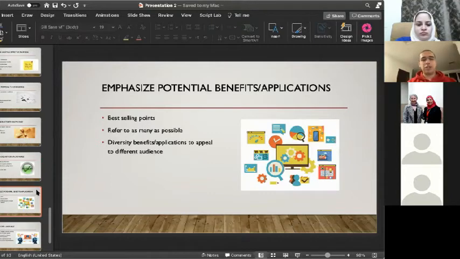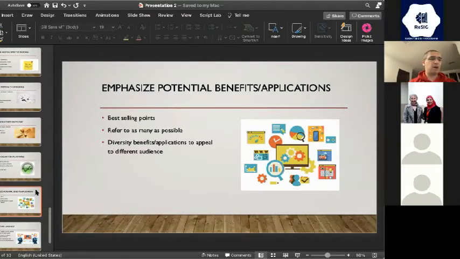Emphasize potential applications or benefits. I think that's the best selling point for a proposal, because remember, there are hundreds, if not thousands of proposals, and all of them are reporting on interesting research. What makes one more likely to get accepted than another is how many selling points it has, how many practical applications or benefits it has. So refer to as many potential applications as possible and try to diversify the applications to appeal to different audiences. If you only focus on research applications, you will only have researchers.